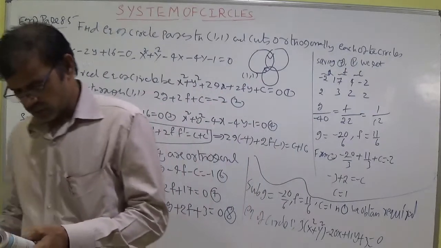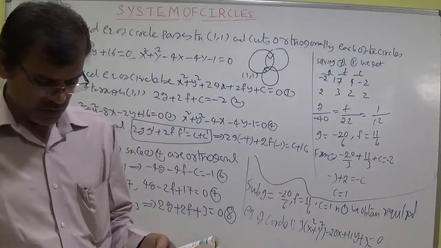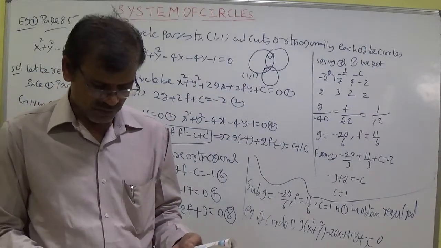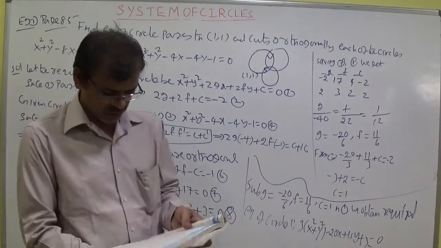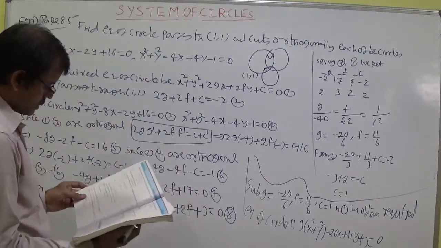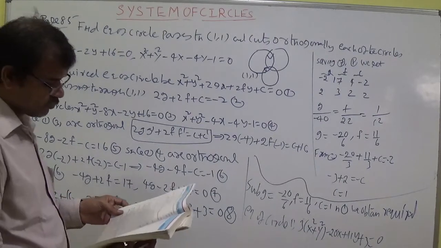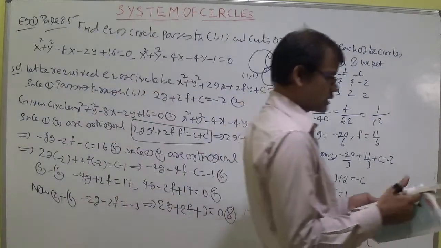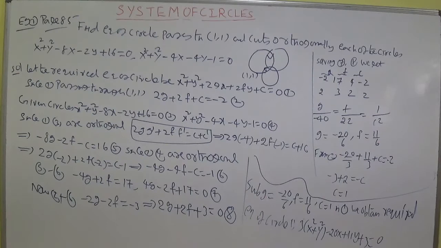...x square plus y square minus 14x plus 23y minus 15 is given. If there is any mistake, verify yourself. Okay. Let us go on to discuss the third and fourth questions also, which are important questions. Example 3 and example 4 also.